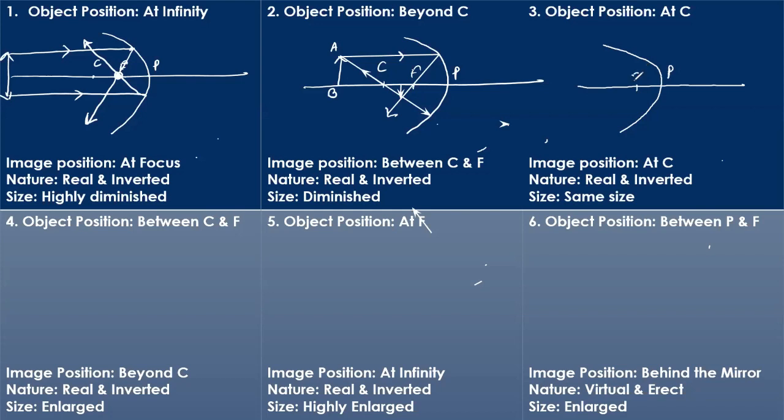Next, we have at center of curvature: pole, focus, center of curvature. So now I'll keep my object at center of curvature. Okay, first ray, what we have to do? First ray, again parallel to principal axis, passing through focus. Next ray I'll take passing through focus. It will be parallel to principal axis.